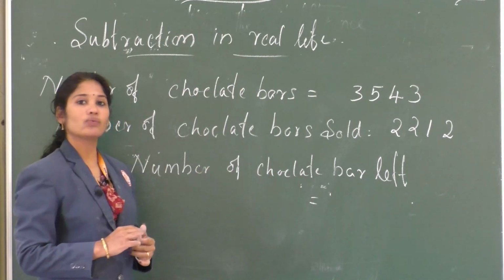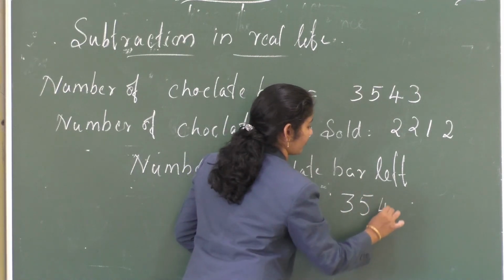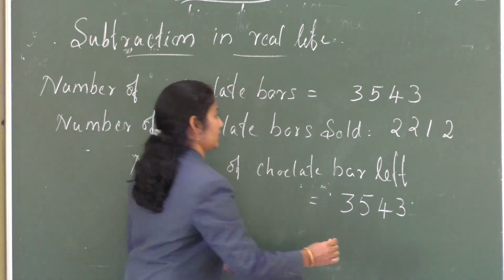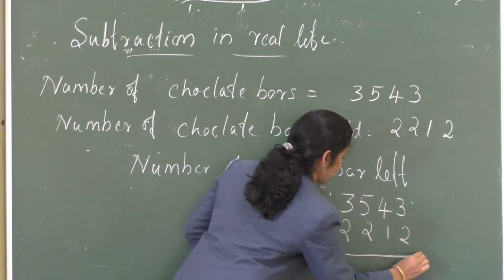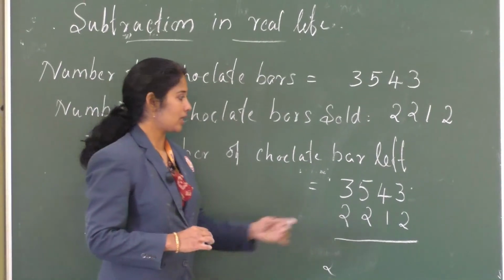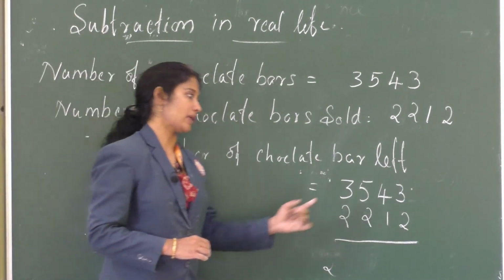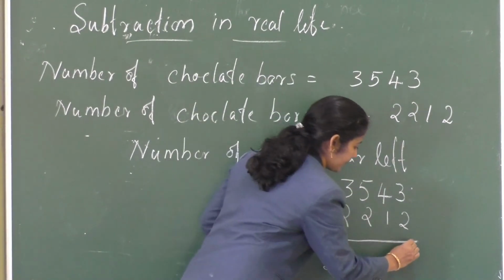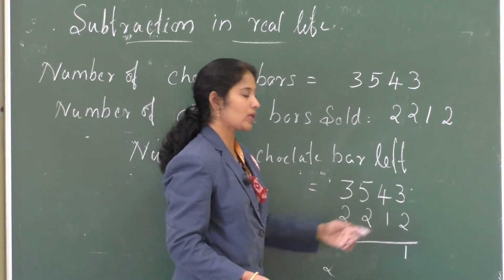How many chocolate bars are there? Yes, 3,543. How many chocolate bars were sold? Yes, 2,212. We have to find out the remaining chocolate bars. So, we have to subtract. First we have to check which place? Yes, ones place. We have 3 and 2. So 3 minus 2, 1, and next which place? Yes, tens place. We have 4 and 1.